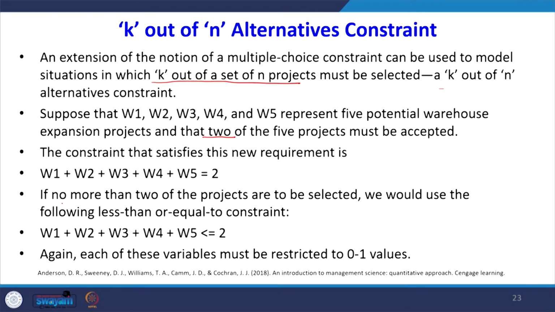If no more than 2 of the projects are to be selected, we would use the following less than or equal to constraint. When you write the same constraint into the less than or equal to type, what will happen? Maximum 2 is possible. In the first one, where there is equal to, you must have 2 warehouses. When you write less than or equal to, it is a maximum: 0 is possible, 1 is possible, 2 is possible. So, maximum we can go for 2 warehouses. Okay.